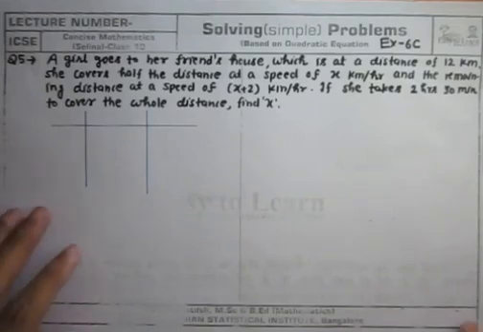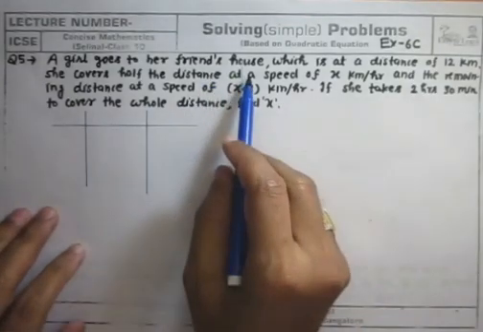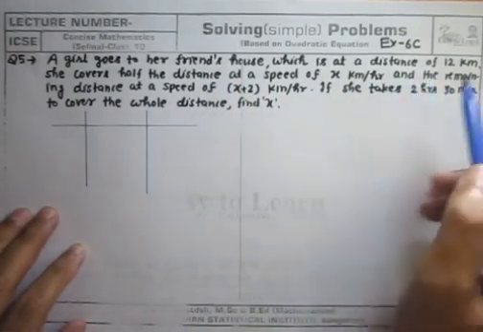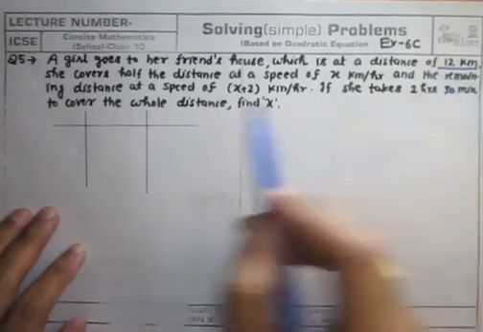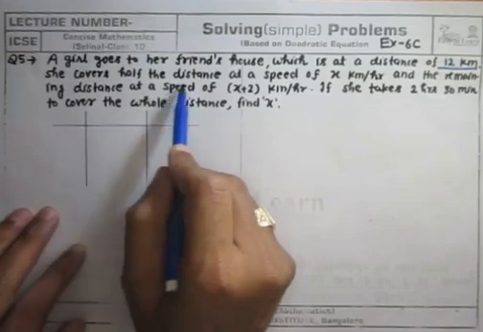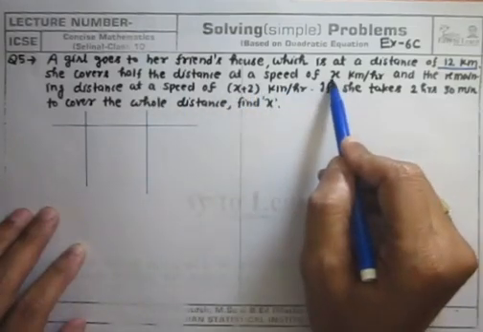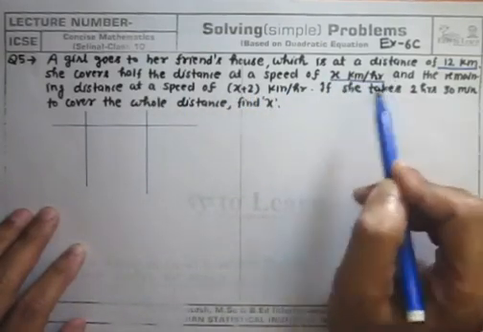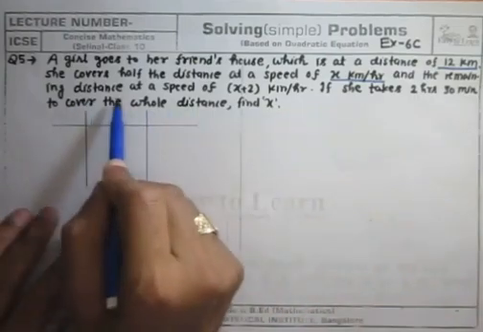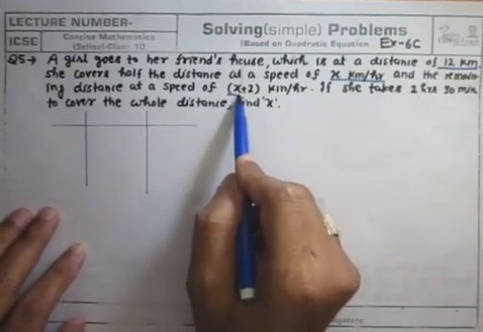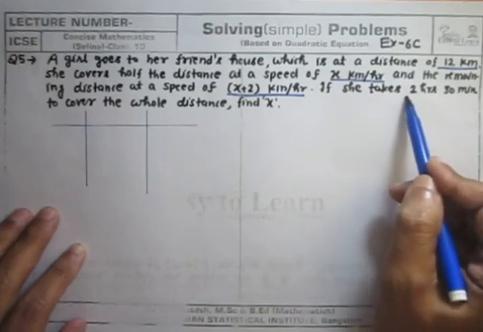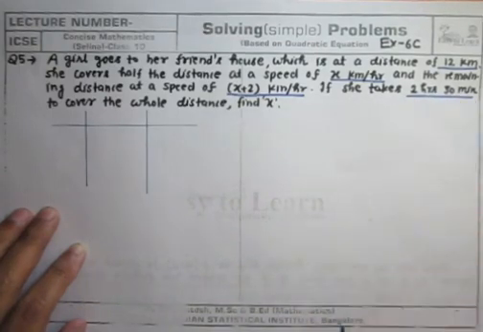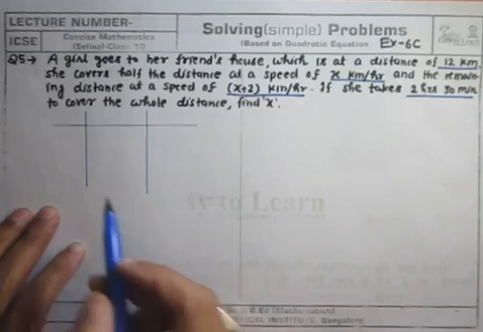A girl goes to her friend's house which is at a distance of 12 kilometer. She covers half the distance at a speed of x kilometer per hour and the remaining distance at a speed of x plus 2 kilometer per hour. If she takes 2 hours 30 minutes to cover the whole distance, find x.